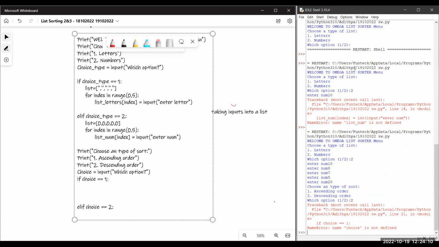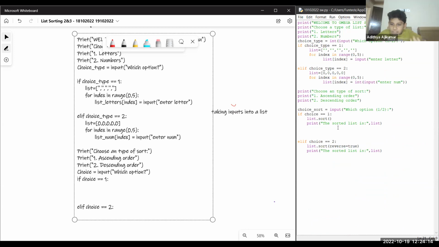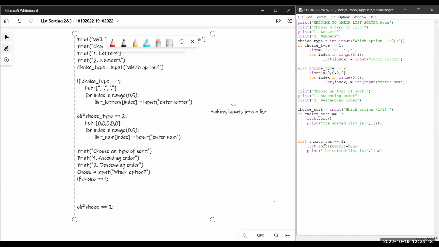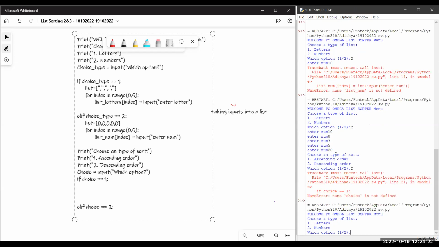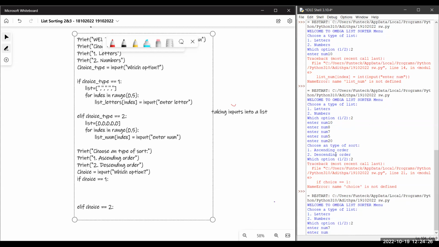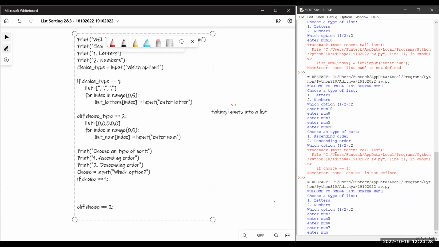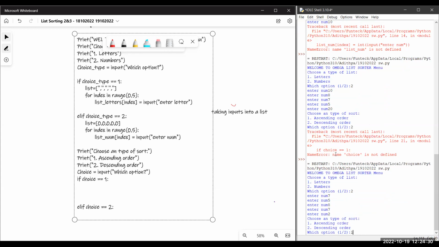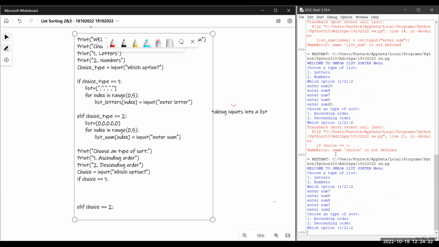And again, we get an error. How do we solve the error? Instead of choice, it must be choice underscore sort. Now let's run it again. Okay. So I need numbers. I'm going to enter any 5 numbers. Now I need descending order.